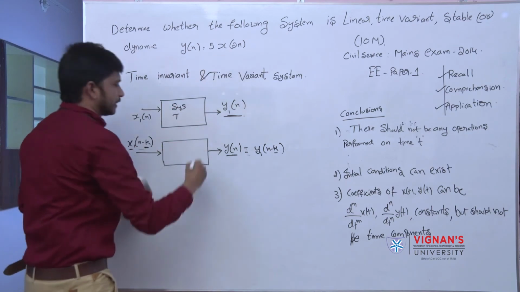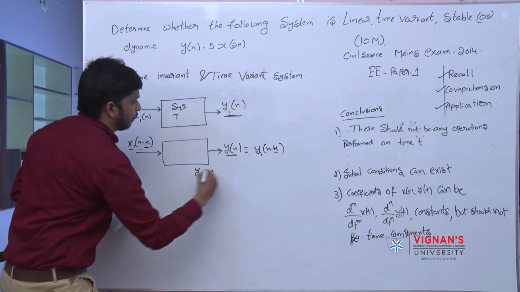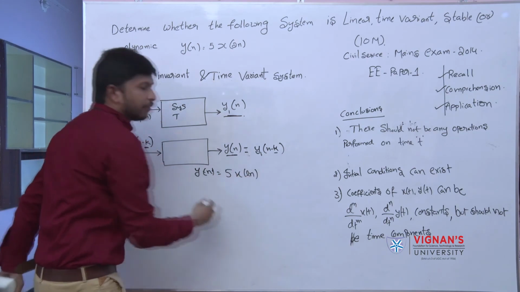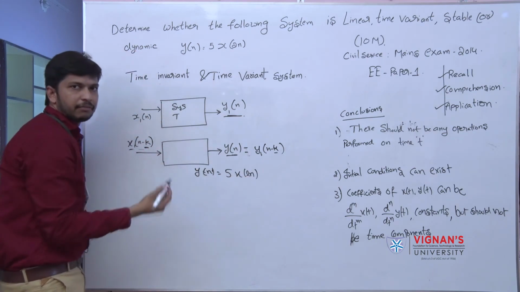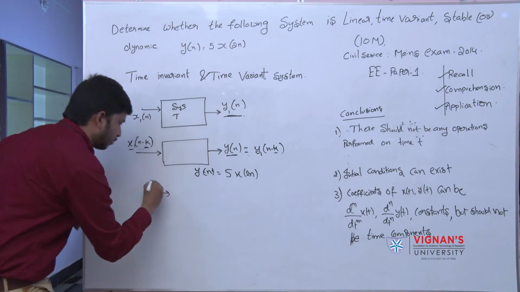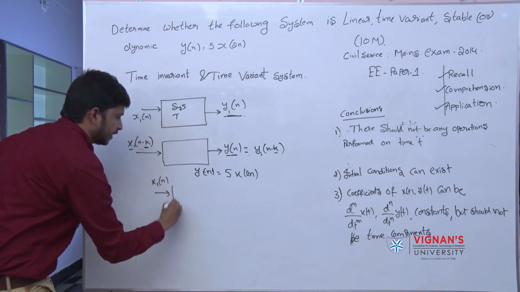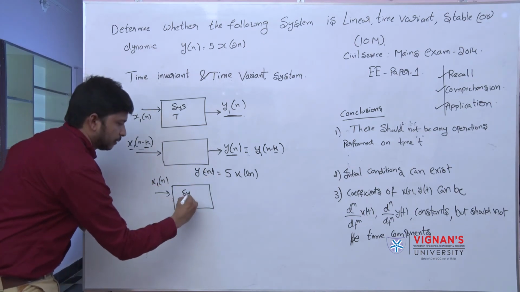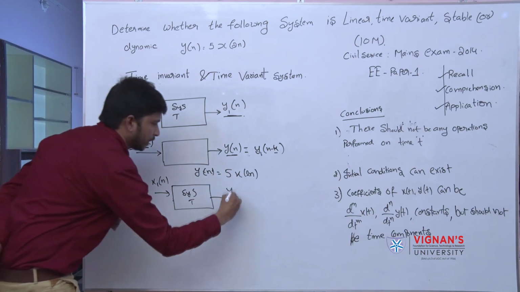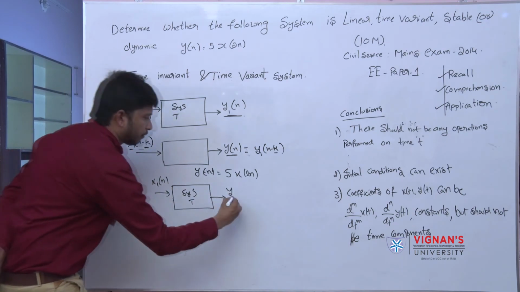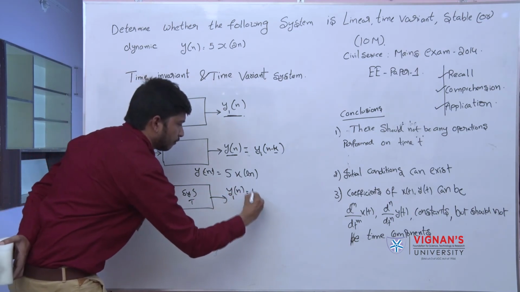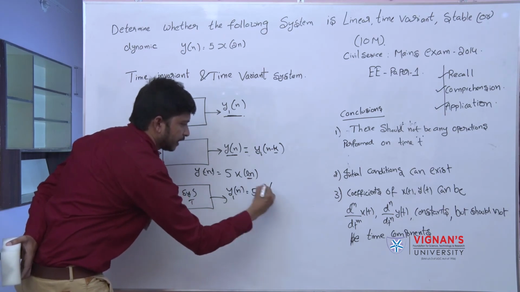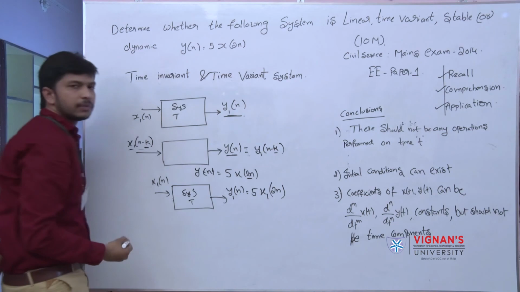Let us take a system. y of n equal to 5 into x of 2n is the given system, where we have to find whether it is time variant or time invariant. Now, I am giving x1 of n as input to the system. The given system is a discrete system. What is the output now? If you give x1 of n, the output is 5 into x1 of 2n.